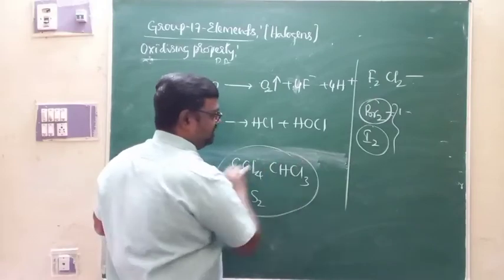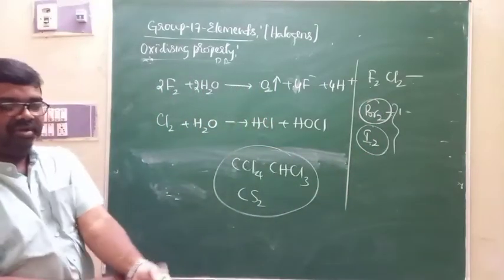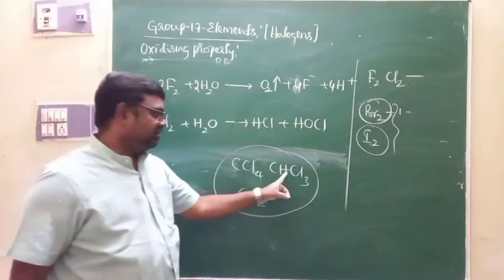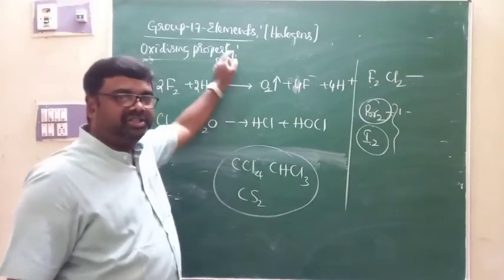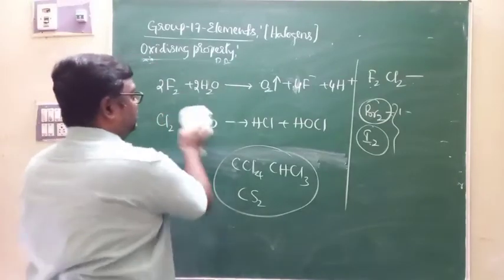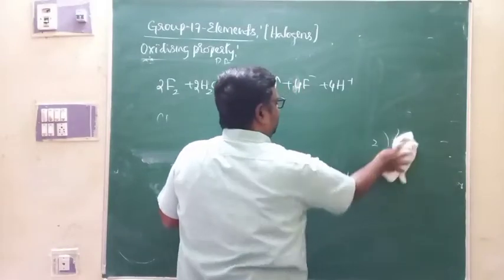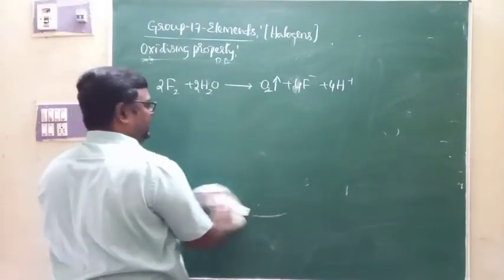Okay, now these are very good solvents for bromine and iodine. They are highly soluble in carbon tetrachloride, chloroform, and carbon disulfide to form colored solutions. So that is a property of halogens. And of course, as I said, iodine is the weakest oxidizing agent.